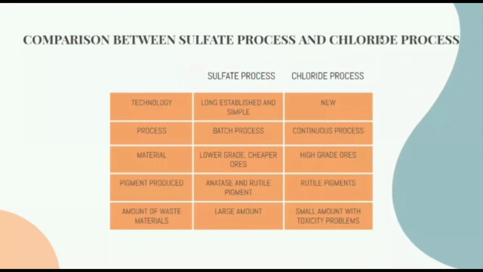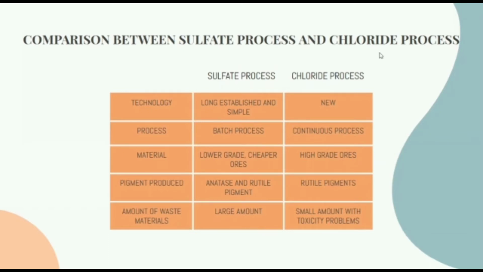There are comparisons between the sulfate process and the chloride process. The sulfate process uses long-established and simple technology, while the chloride process uses new technology. The sulfate process is a batch process, while the chloride process is a continuous process. The material needed by the sulfate process is lower grade and cheaper ores, whereas the chloride process needs high grade ores.